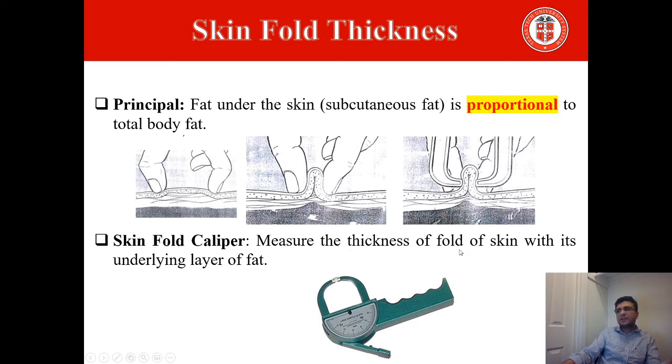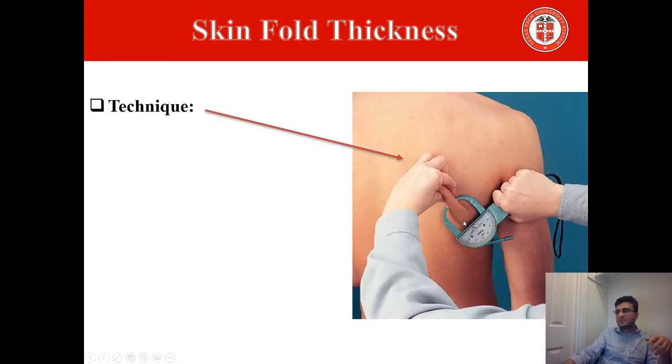It measures the thickness of the fold of skin with the fat underlying it. Now, I want to talk quickly about the technique with the help of this diagram, although you have specific video links at the end of the lecture where you can see that in males and females respectively, there are 7 specific sites where you're going to do the skin fold thickness. But the technique essentially is the same, and I'm going to take an example of the subscapular skin fold thickness.